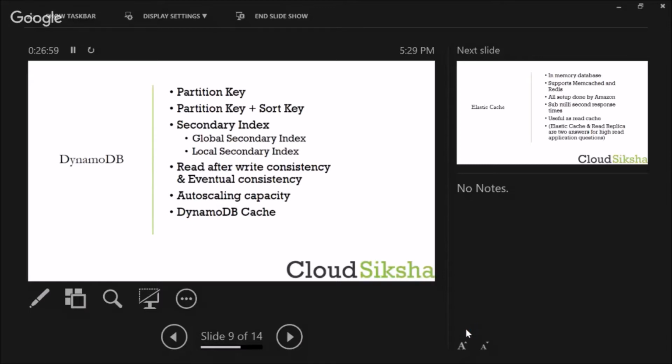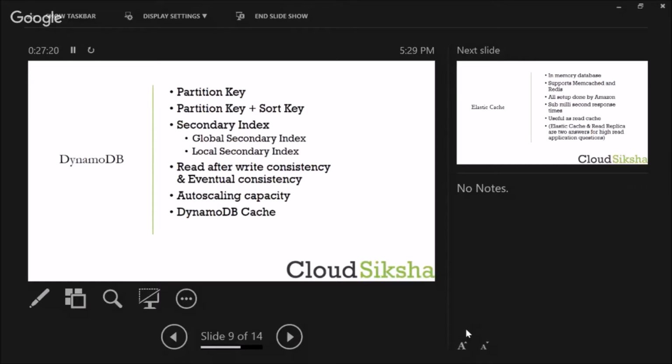For example, you may be storing data about all the books you have in your library, and the partition key could be the name of the author. The sort key could be the title of the book. So the author plus the title of the book has to be unique. The author may reappear multiple times.